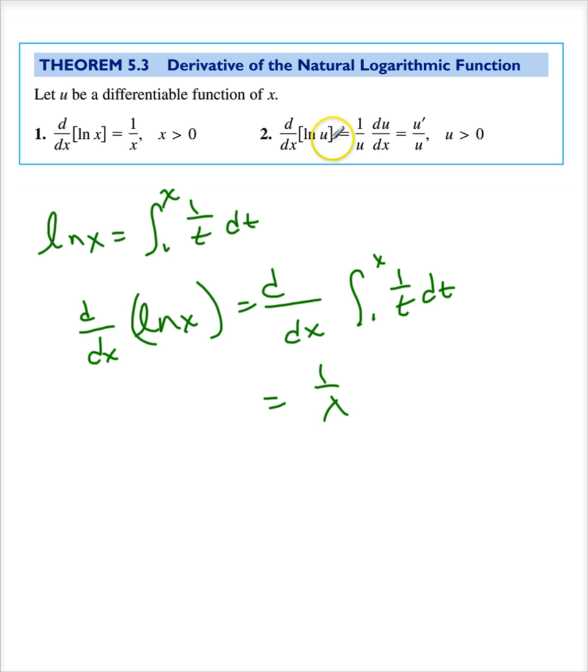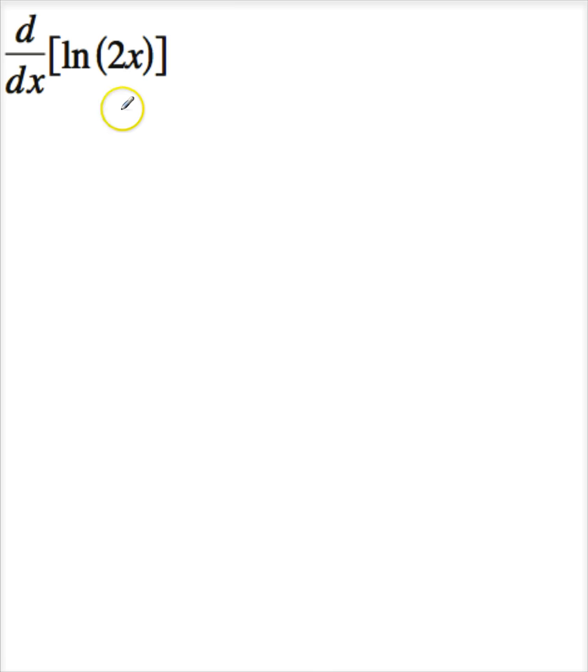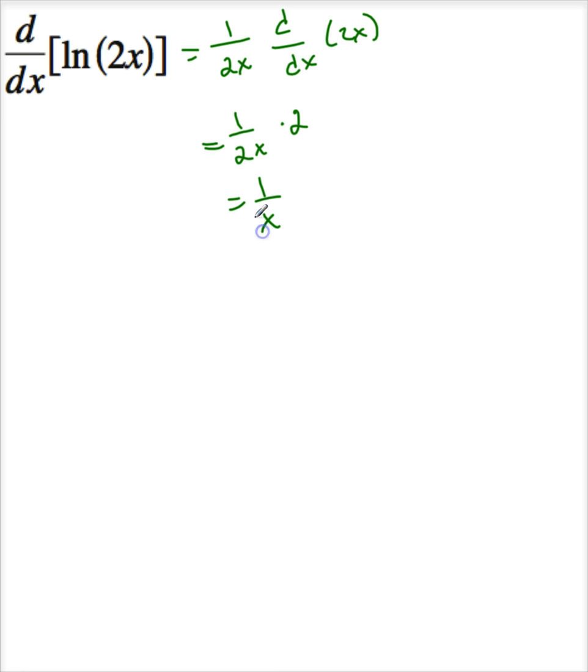And of course, if I have a function of u, then it's 1 over u times the derivative of u with respect to x. So let's look at this one. There are two ways you can do this. I'm going to show you both ways. I can use the definition first. The derivative with respect to x of log of 2x is 1 over 2x times the derivative with respect to x of 2x. So this is 1 over 2x times 2, or 1 over x.